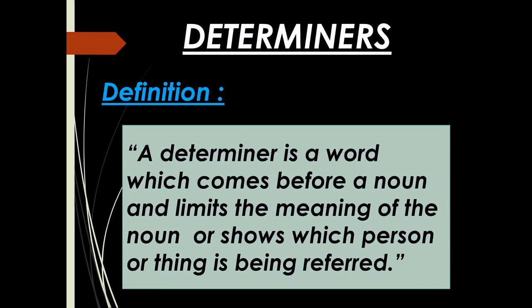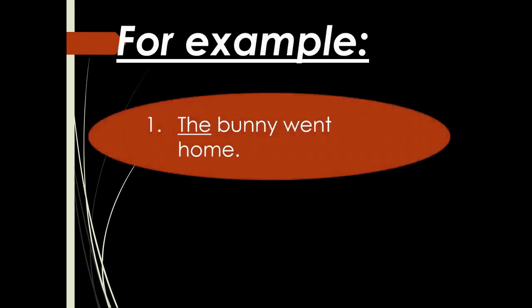A determiner is a word which comes before a noun. I repeat it again. A determiner is a word which comes before a noun and limits the meaning of the noun or shows which person or thing is being referred. For example, the bunny went home. Here, bunny is noun and the is determiner. That is why the is used before the word bunny.